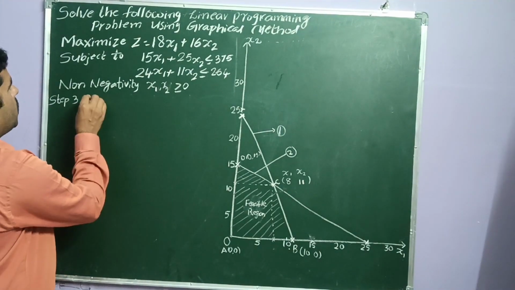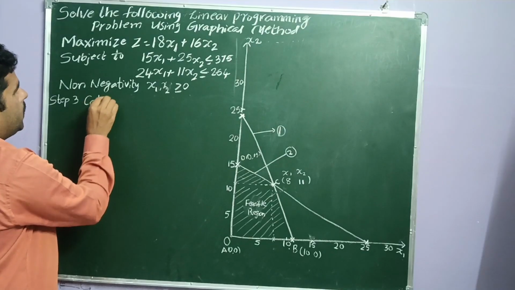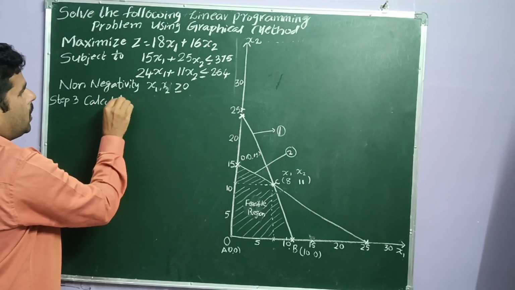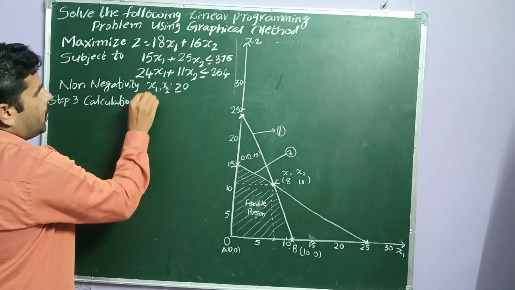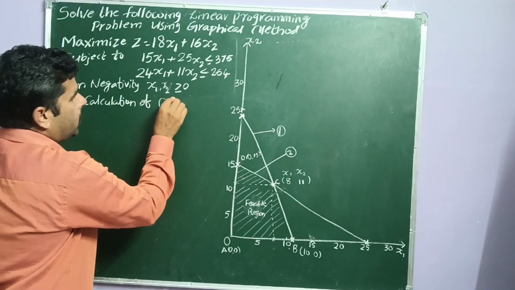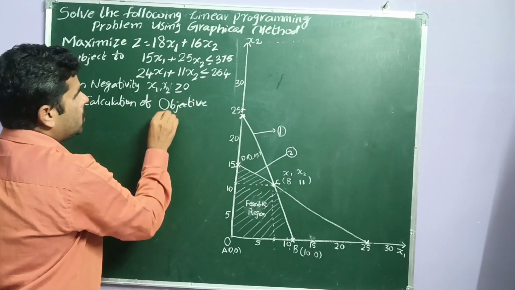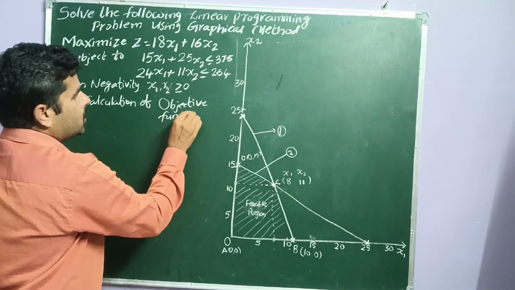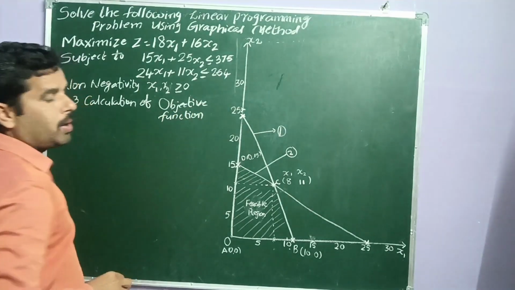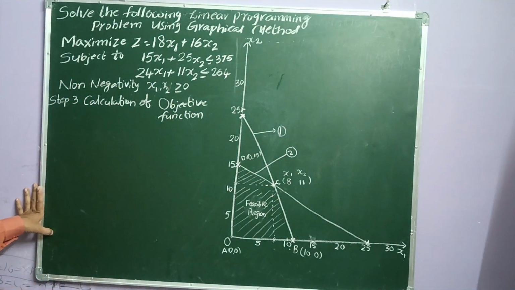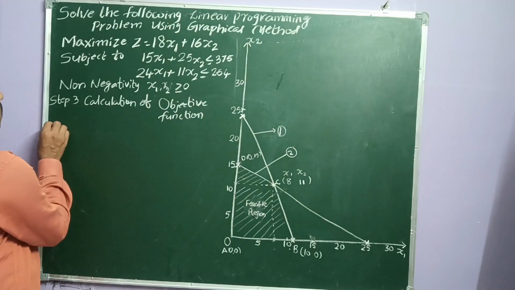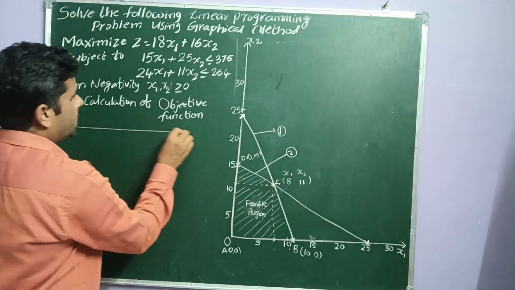Step number 3 is the calculation of the objective function. We got the corner points, so I am writing here: calculation of objective function. Constraint 1, that is equation 1 and equation 2, we completed, and we got different points. With the help of those points we drew them on graph paper and got the different lines. The next one is the calculation of the objective function.